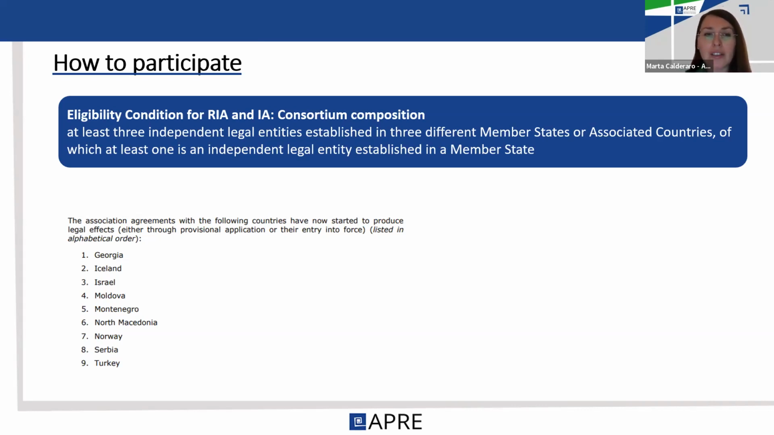I would like to cite here, for example, UK-related participants, where there is the possibility that they could be associated in the future, and therefore now they can participate as they should be an associated country, but in the case they are not going to sign, probably in the future, they should be considered as a third country.